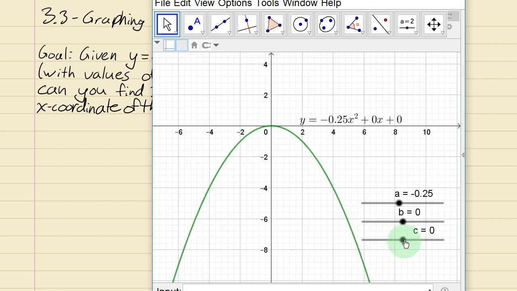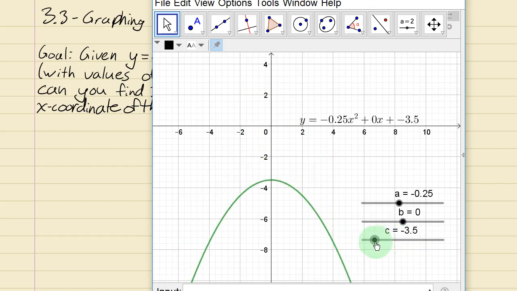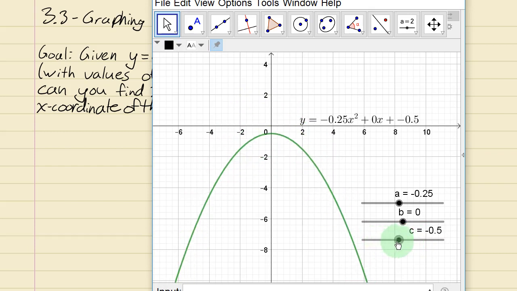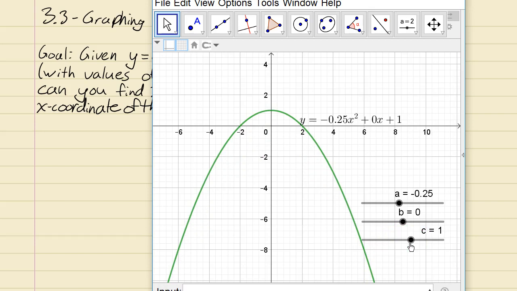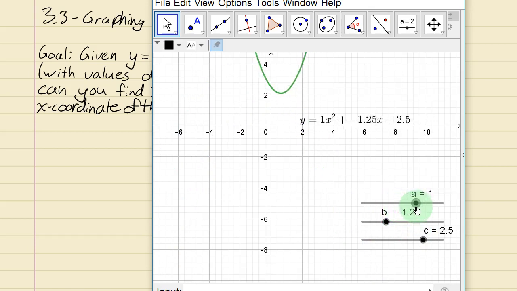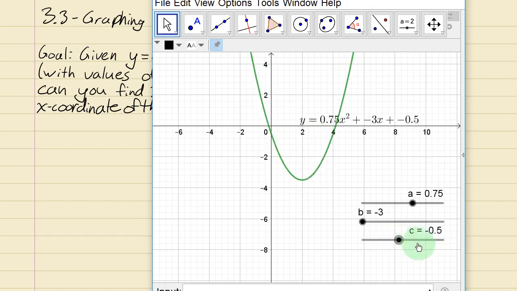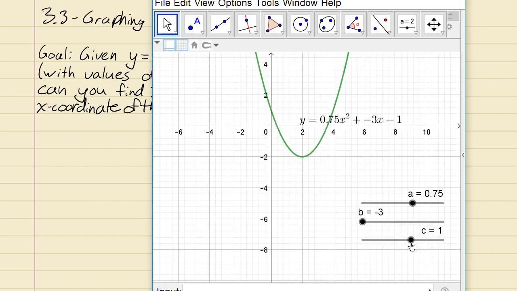And when C changes, what I notice is that the vertex goes up and down, meaning the y-coordinate of the vertex will be different depending on what C is, but the x-coordinate is the same. So again, if I have a different A and a different B over here, it looks like the x-coordinate of the vertex is 2, and as C changes, that doesn't change the x-coordinate of the vertex at all. This just shifts the whole thing up and down.